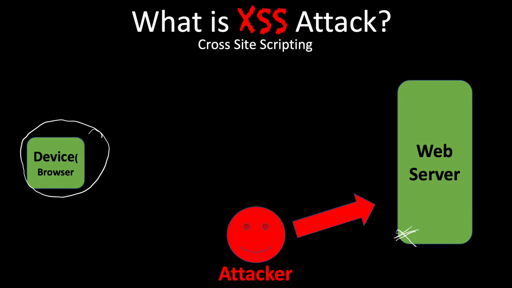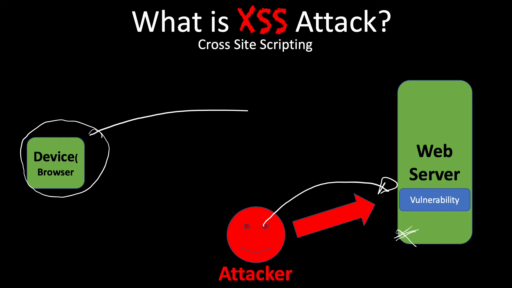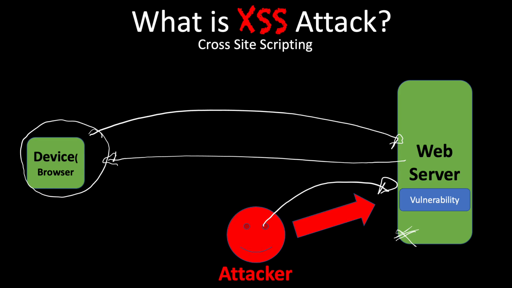Really, what's happening here is that the attacker is exploiting some kind of vulnerability and injecting malicious code into the web server. Then the client, the web browser, when it accesses the web server, is downloading that malicious browser-side script, because that script is going to run on the browser side of things.